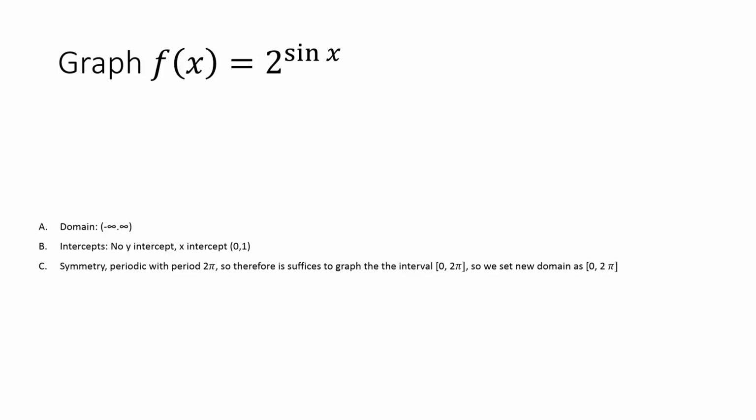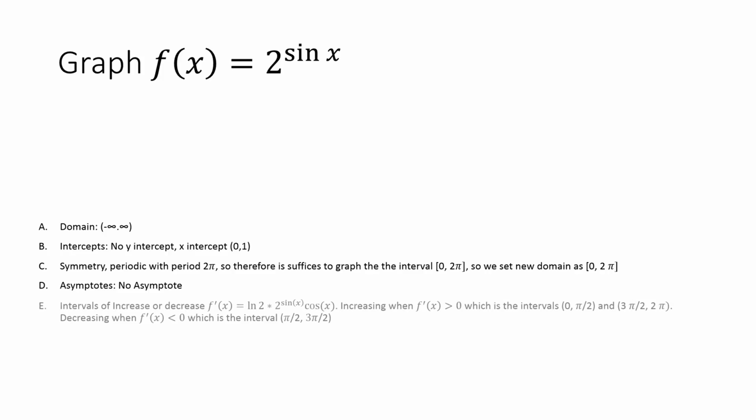So we can just graph it on 0 to 2 pi, and then we can just translate it over. For asymptotes, there are no asymptotes. Increasing and decreasing, we do the same steps. We find f prime, find where it's increasing by setting f prime greater than 0, and decreasing when f prime is less than 0, and we get the following intervals.